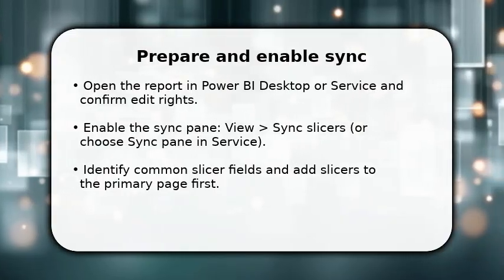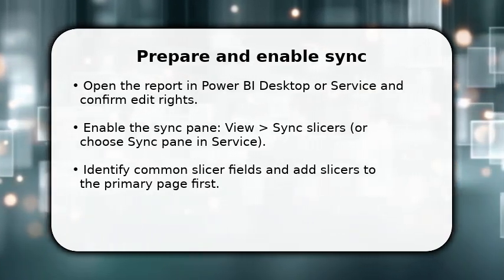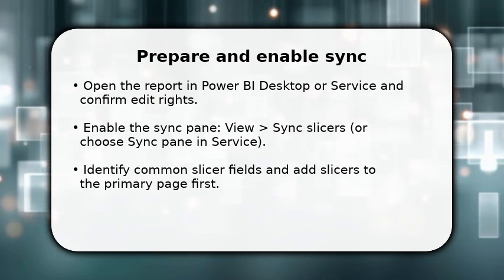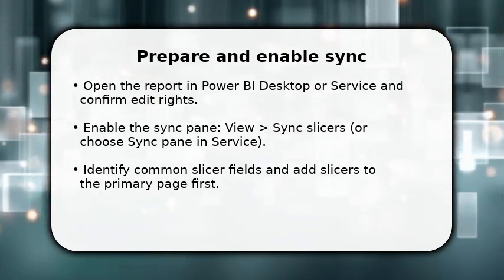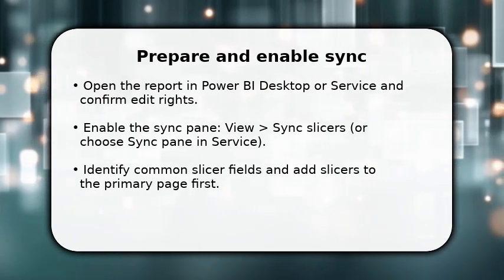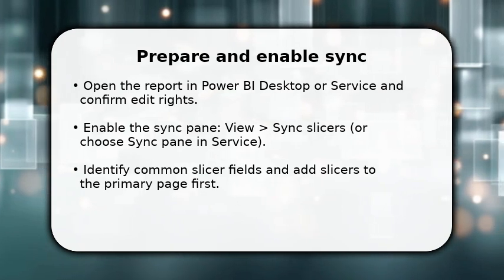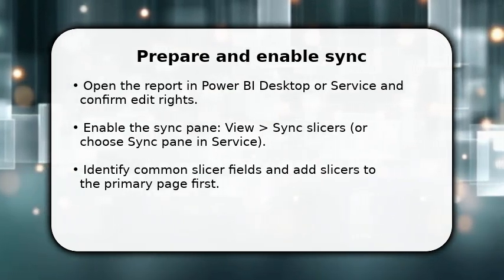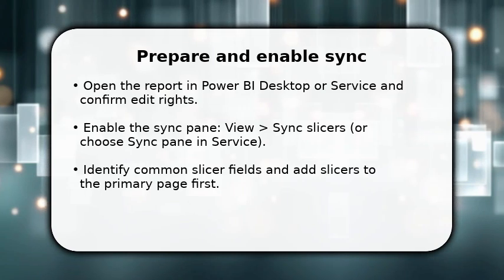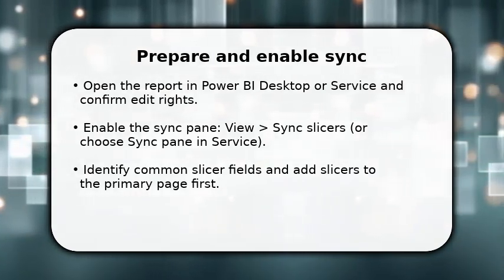You start by making sure you can edit the report and that the sync pane is visible. Once done, add slicers using the same field you want synchronized. This is why consistency matters. Make sure slicers use identical data types and hierarchies so filters behave predictably. You'll place the first slicer on the page you consider primary. Then pause to verify the values and formatting match across pages before moving to sync settings.